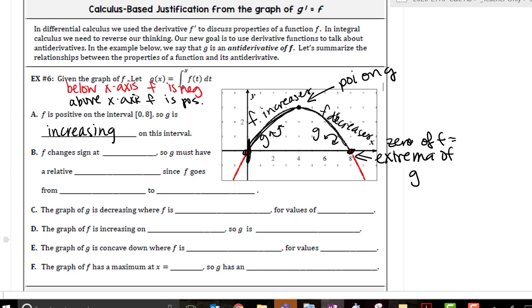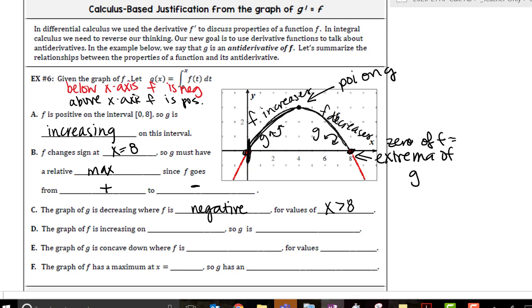So f changes signs at x equals 8. It is changing from positive to negative, right? Increasing to decreasing. So we're going to have a relative max because we're changing from positive to negative. The graph of g is decreasing where f is negative. And that's going to be values greater than 8.